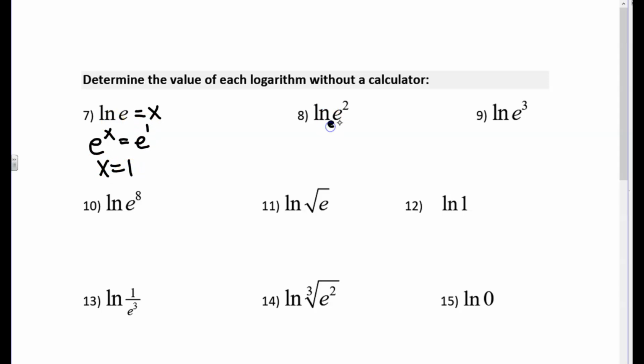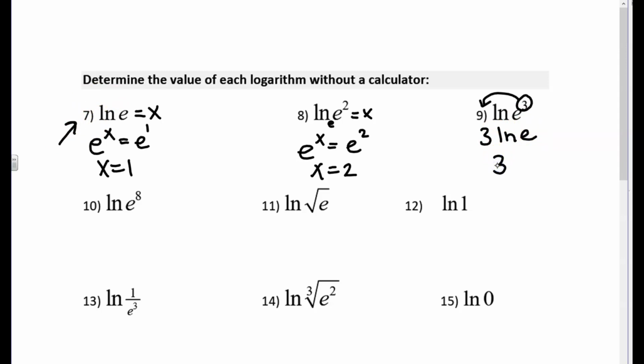Same thing here, there's a base here of e, so I set it equal to x, e to the x equals e squared, therefore x must equal 2. Now if we've got an exponent here, we learned we can pull the exponent to the front of anything, where this would become 3 times the natural log of e. And the natural log of e, because it's e to the 1, is equal to 1. So really the answer here is just 3.